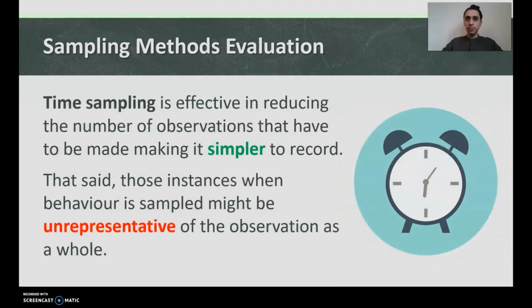Time sampling, though, is effective in reducing the number of observations that have been made, making it simpler to record. So it's a simpler way of doing things, okay? Especially if you had a large piece of data that you had to observe and analyze and essentially put into your behavioral categories, then it would be a lot easier and simpler to do that. However, those instances where behavior is sampled might be unrepresentative of the observation as a whole. I might miss some really important behaviors within those timeframes where I'm not sampling their behavior.